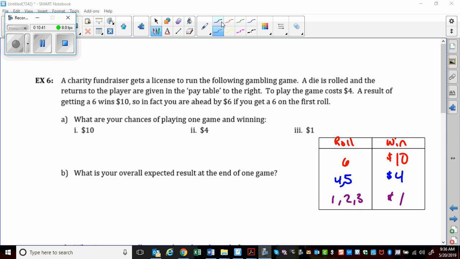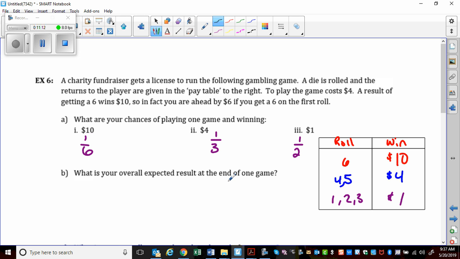I actually think we need more information for this. So I'm going to say if you roll a 6, that's $10. 4 or 5, that's $4. 1, 2, and 3, that'll give you $1. So if I have a 1 in 6 chance to roll a 10, there's 2 numbers that give me $4, so that would be 2 in 6 or 1 in 3 chance. And there's 3 numbers that'll give me $1, which is 1 in 2.